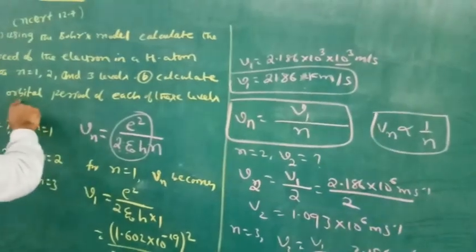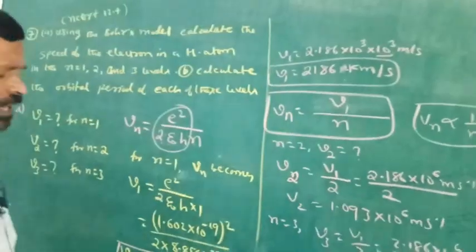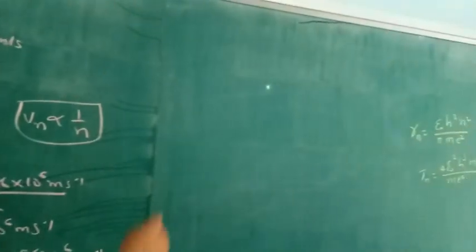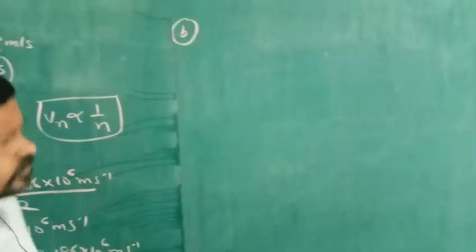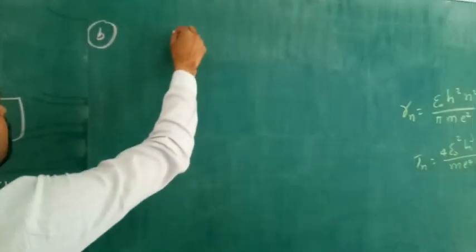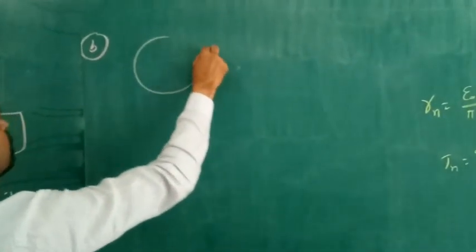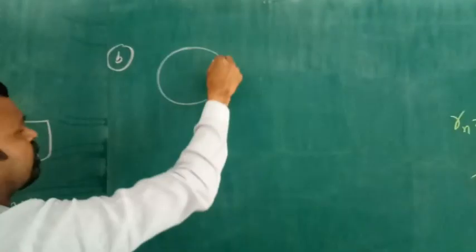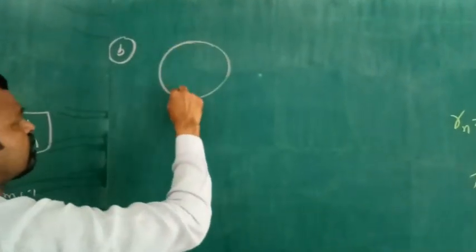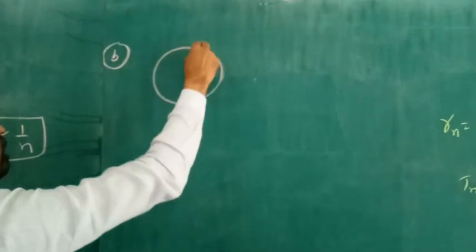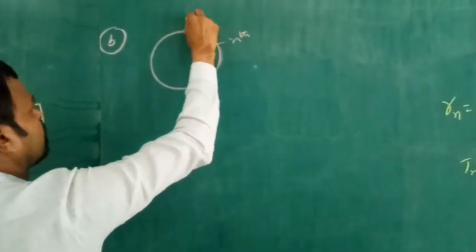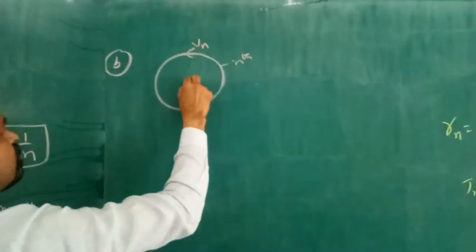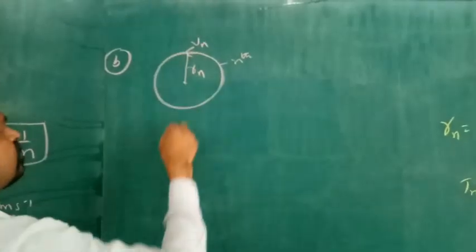Find out the time period. Here, sub-question 2b. The electron is revolving in a circular orbit with a certain velocity, say Vn, so this is the nth orbit, velocity is Vn, and this is radius Rn.